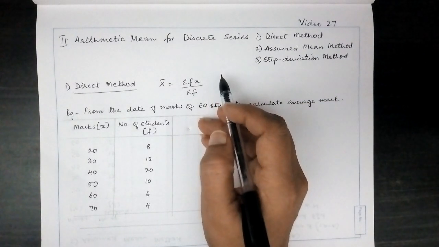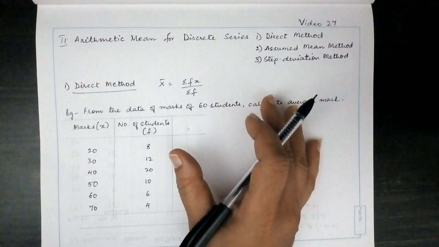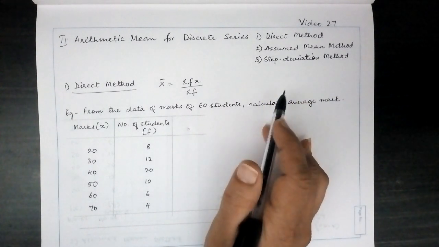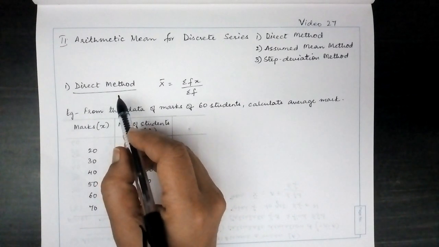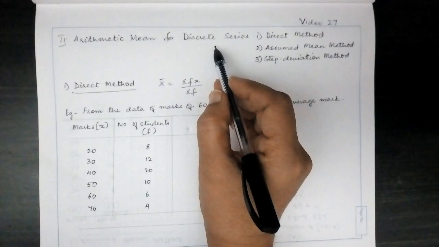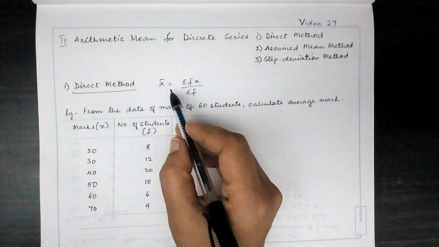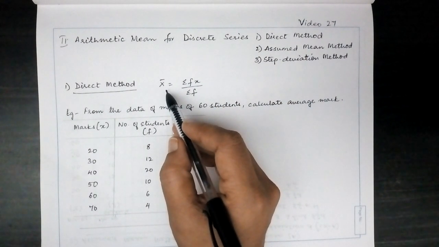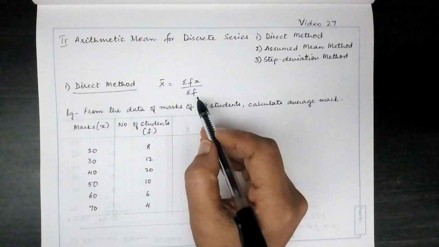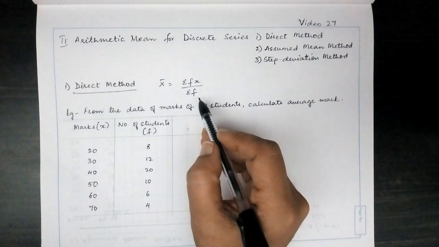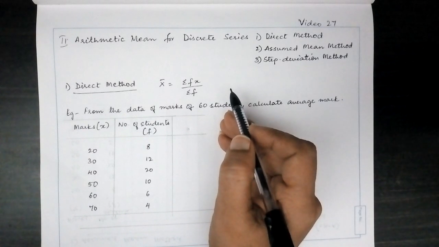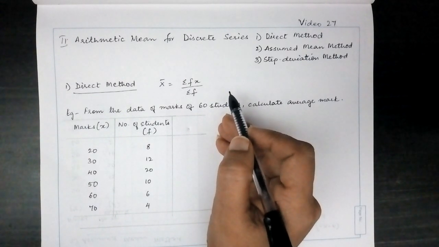Though it is a discrete series, the basic concept remains the same. Keeping this in mind, we are now going to look into how to find the mean using the direct method for a discrete series. The formula given to us is mean x bar is equal to sigma fx divided by sigma f. Basically, the formula is the same as for a normal average or arithmetic mean. Let us try to understand how.